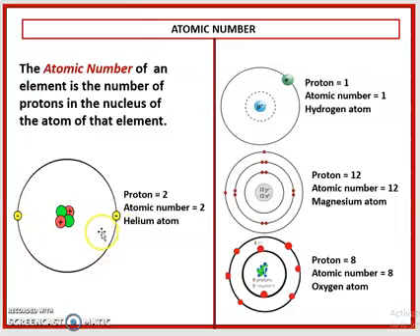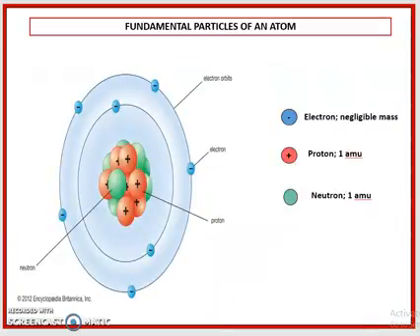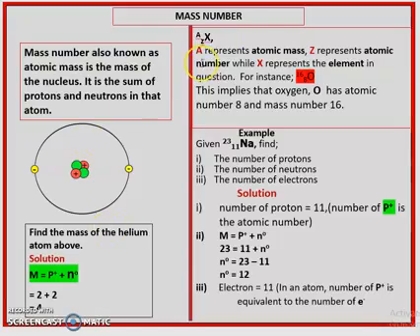But note, atomic number is not the number of electrons. Atomic number is the number of protons in an atom. Then, having known this, let's talk about mass number.